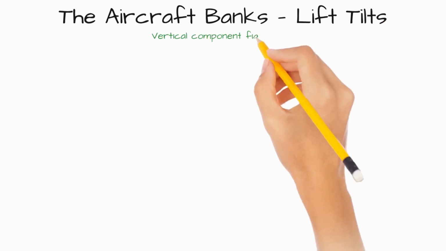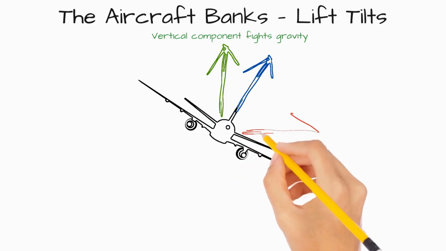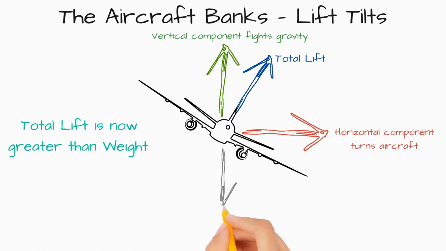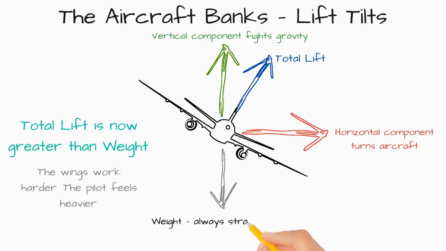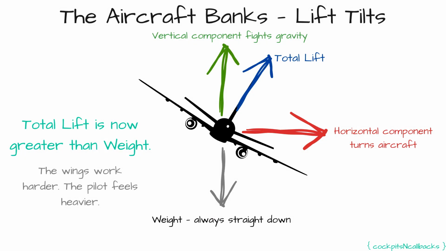The aircraft has banked. Look at the lift arrow. It tilted with the wing. It is no longer pointing straight up. Any force can be split into two directions. Up and down is vertical. Sideways is horizontal. Each part is called a component. Tilted lift now has two components. The green arrow, the vertical component, still fights gravity, pointing straight up. The red arrow, the horizontal component, points sideways. That is what turns the aircraft.